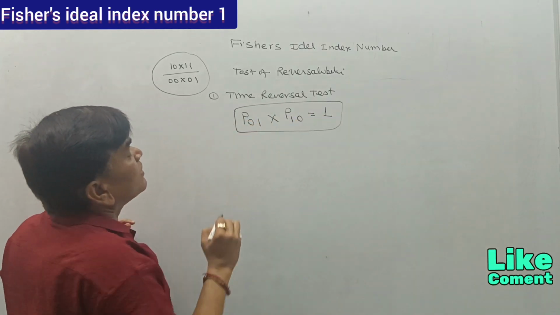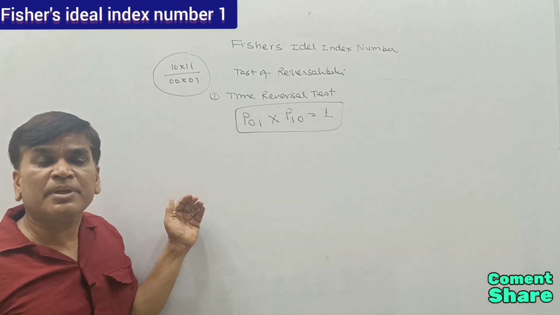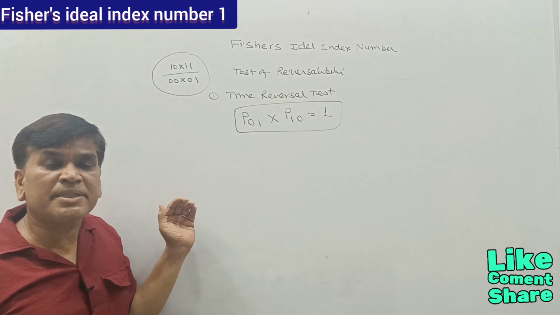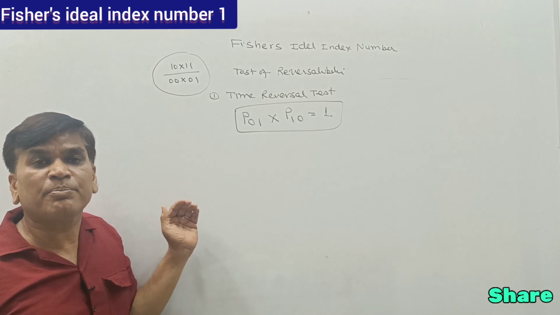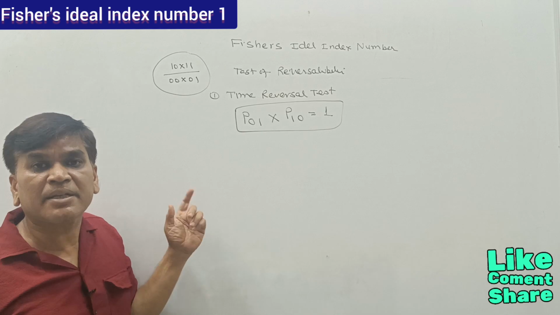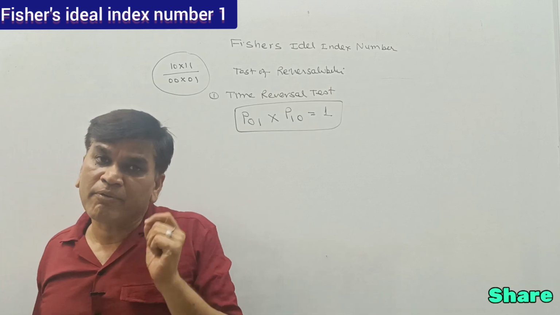It means the index number of the current year on the basis of the base year multiplied by the index number of the base year on the basis of the current year. The multiplication should be 1.